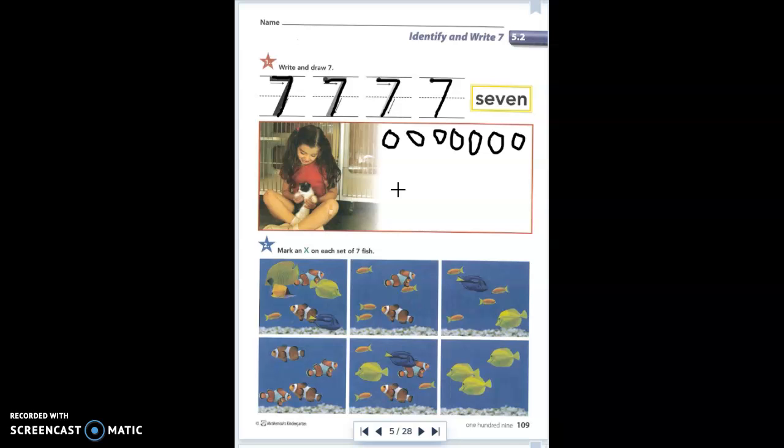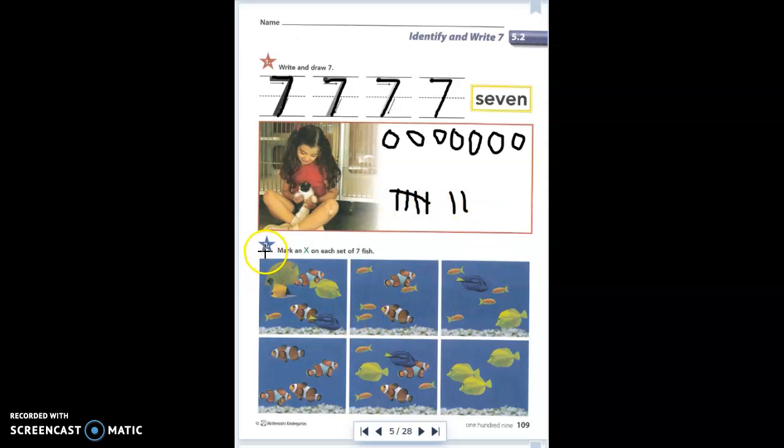So this is how I would make 7 in tally marks. 1, 2, 3, 4. Remember, 5 comes across. And then I need to make 6 and 7. All of these are ways that I can represent the number 7. I can write it with the symbol 7, the number word, 7 objects, or 7 tally marks.